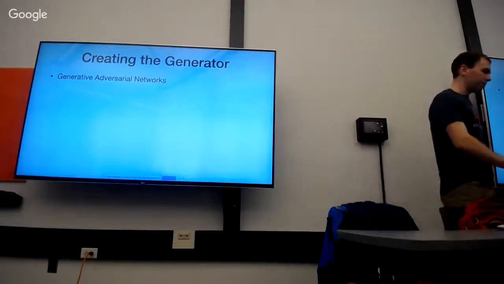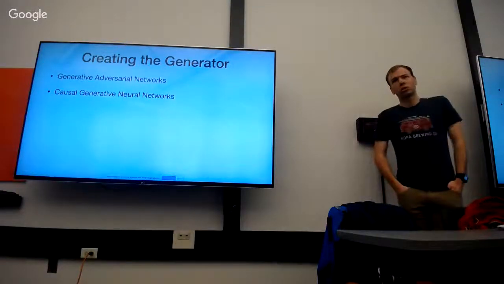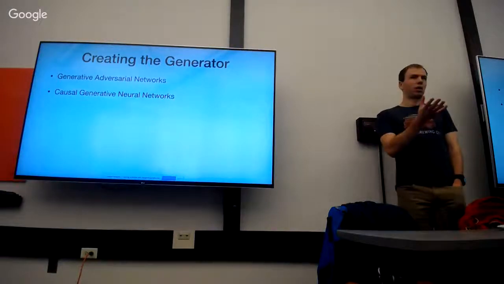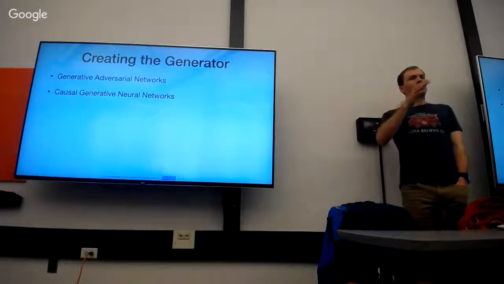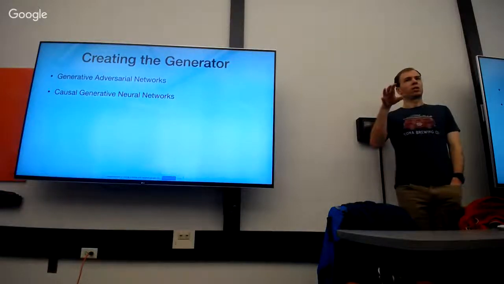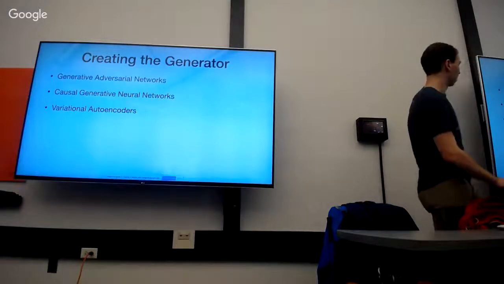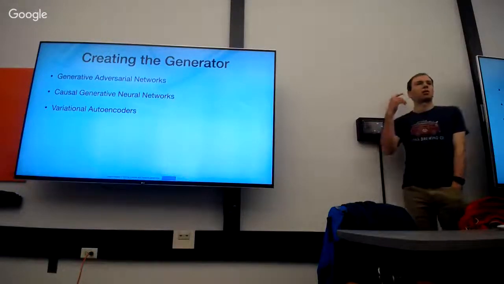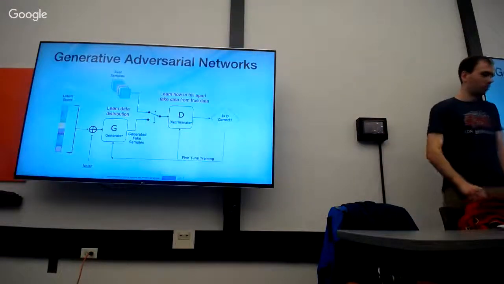But other things you could use, we're also looking into things like causal generative neural networks, which is interesting in a different way, it's not as adversarial. You're trying to discover the causal graph and then use neural networks to create data. And you can also even just use things like variational autoencoders, which is another baseline that the people working on this GAN were testing against.